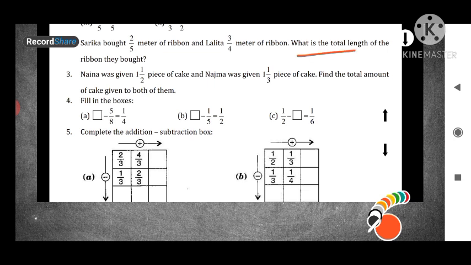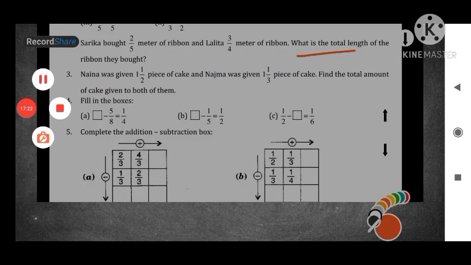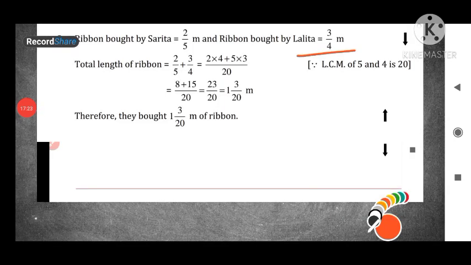So what we'll do, we have to add the fractions, isn't it? We know how to add fractions, isn't it? So I will show you the steps to write this answer. So how will you write? Ribbon brought by Sarika is equal to 2 upon 5 meter and ribbon brought by Lalita is equal to 3 upon 4 meter. So the total length of the ribbon is equal to 2 upon 5 plus 3 upon 4, isn't it? So now you will find the LCM of the denominators.